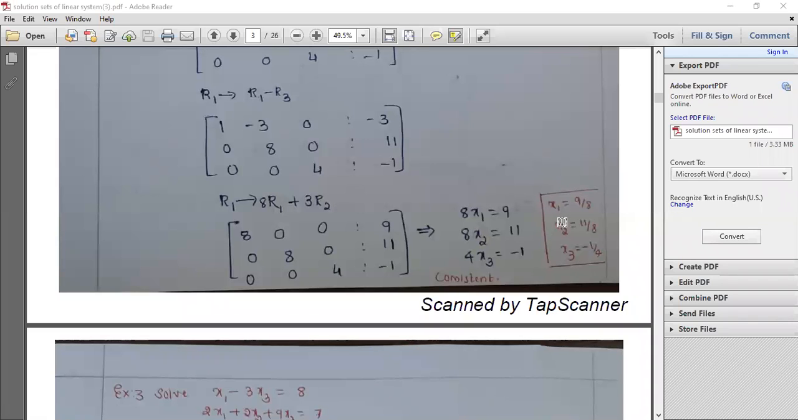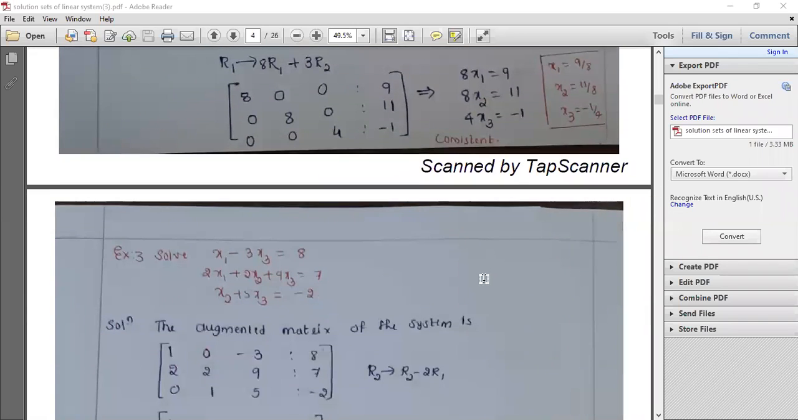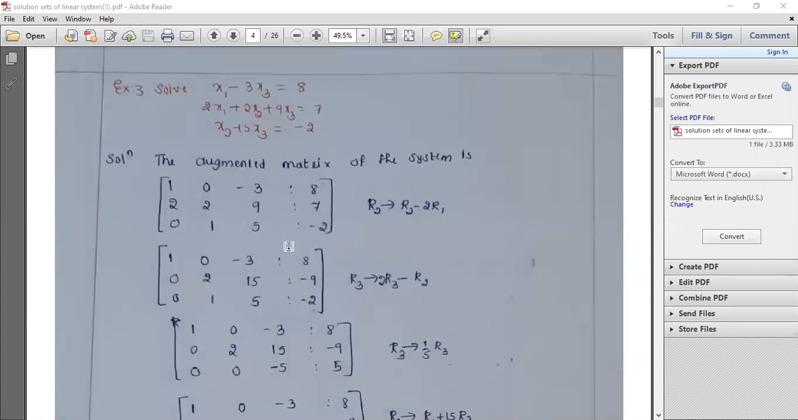So if the solution is unique or the solution exists, then what is the system called? Consistent. So therefore the system is consistent. Okay, so this is how you have to conclude it. Now similarly, you can see this example.